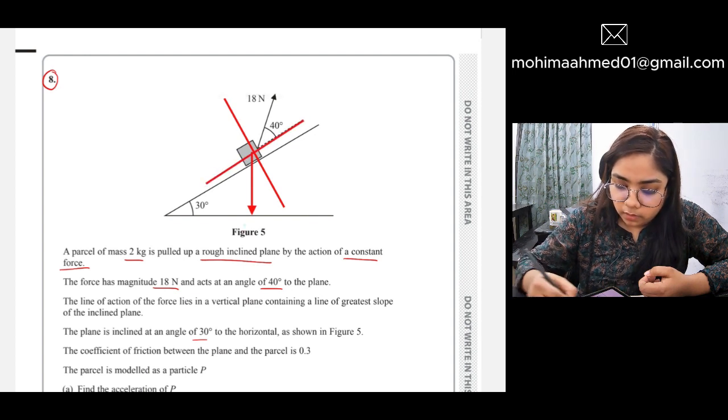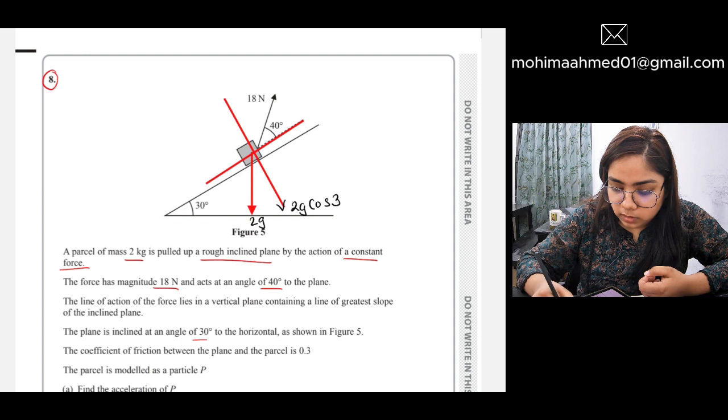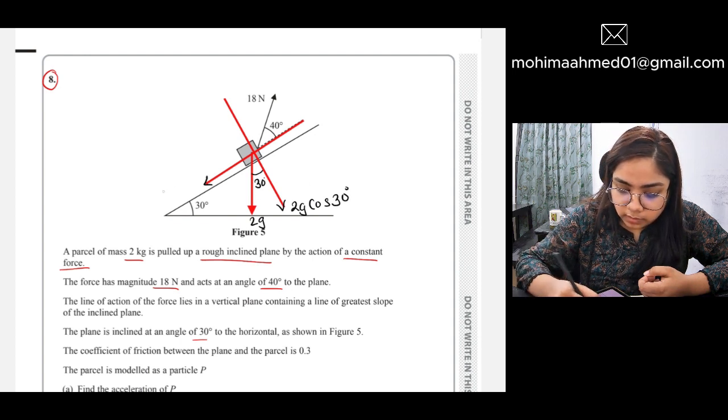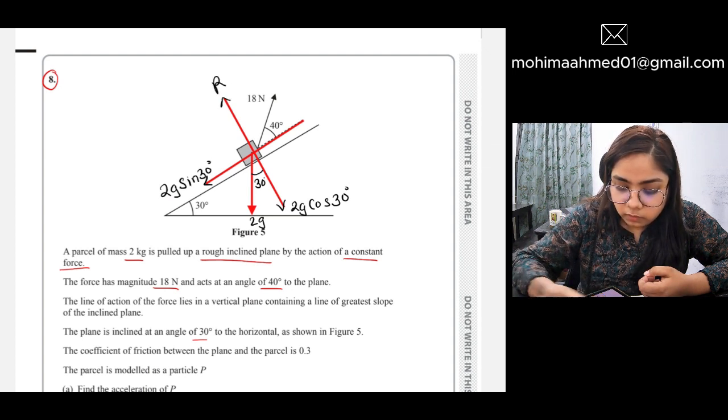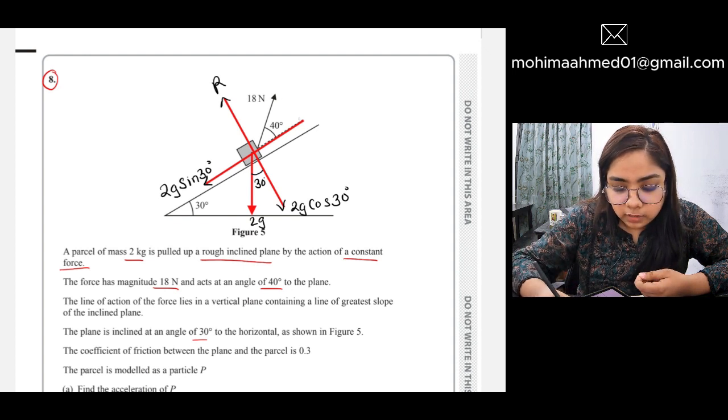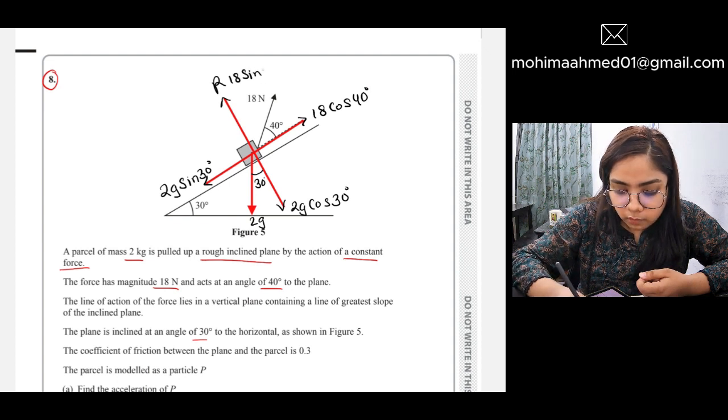Okay. Now, over here your weight was 2g, and this is 2g cos 30 degrees, right? Because this was also 30 degrees, and this will be 2g sin 30 degrees, and over here it's going to be reaction force. This 18 Newton will be divided into 18 cos 40, and it will be 18 sin 40 in the vertically upward force.